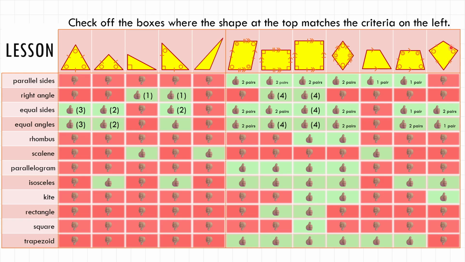It's not a parallelogram because all of these are heading in different directions, but it is isosceles. These two sides and these two sides being equal make it an isosceles shape. This is a kite. It's not a rectangle or square because it doesn't have any 90-degree angles, and it's certainly not a trapezoid because there are no parallel sides. So there you have it. These are all of the shapes that we might encounter throughout this unit.